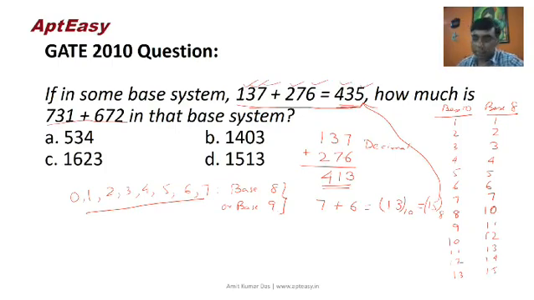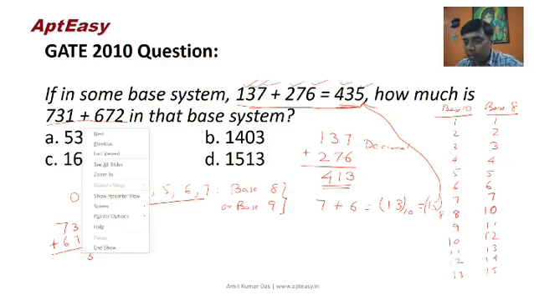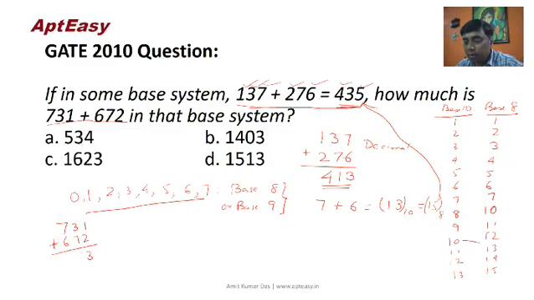Now if this be the case, look at our problem. 731 plus 672. So 2 plus 1 is 3. It will be simple because 3 can be represented in base 8. Now 7 plus 3 is how much? 10. 7 plus 3 is 10 in base 10, which is equal to 12 in base 8. So I will represent it as 12 here, 1 carried.